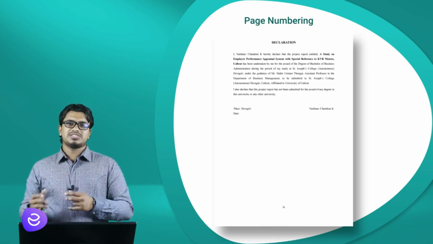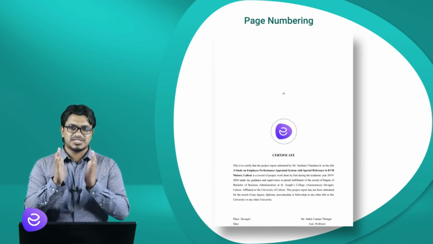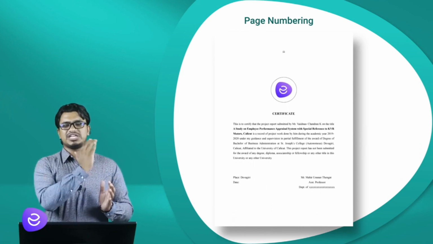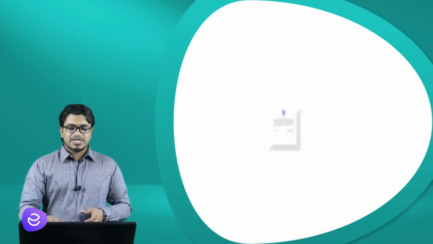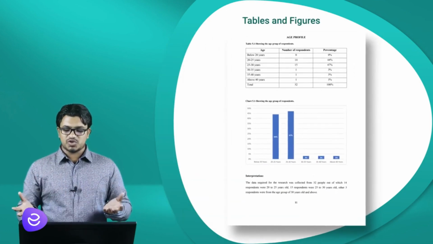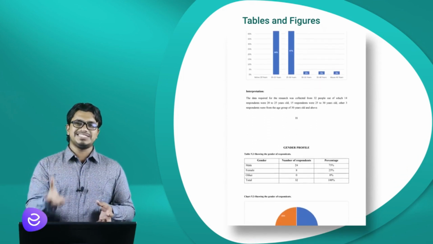And after that we will start with Arabic numerals 1, 2, 3. Before chapter 1, the introduction, before all the introductory pages, we use Roman numerals for numbering. Then tables and figures should be inserted at all appropriate places wherever it makes things easy to understand.